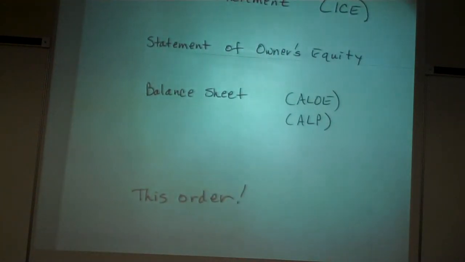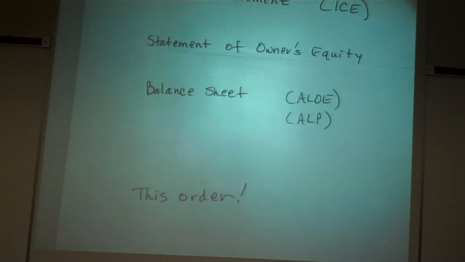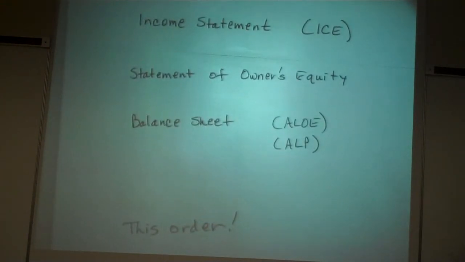What financial statement do we prepare first? Income statement. Okay. And this is just going to be a reminder of what goes on each one. The income statement has the ICE accounts. The statement of owner's equity gives us our new capital, and then our balance sheet. And I like the ALP, the assets, liability, and proprietorship. And we do them in that order.